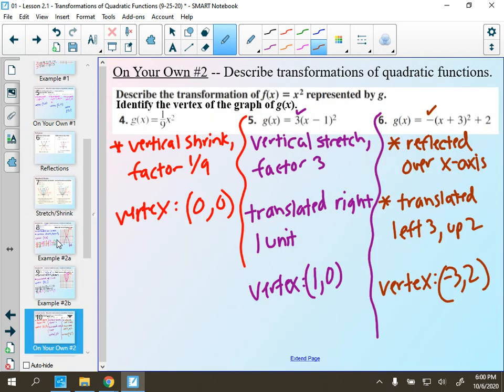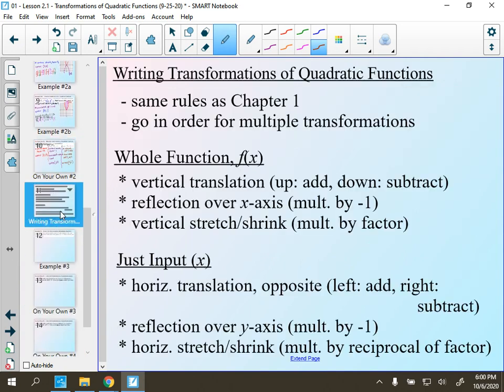All right, so up to the second part of the lesson, writing the transformations. I've mentioned it a few times, I'm still referring to the same rules that we talked about in chapter 1. If we're going to do multiple transformations, which for the most part is what we're going to do, more than one, just go in the order that they're listed. Here's where it's a little less formal than we talked about in the first chapter, but I'm trying to put it in terms of things that we can understand and relate to.